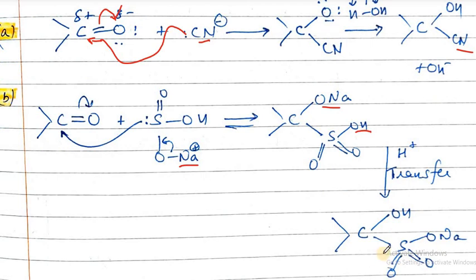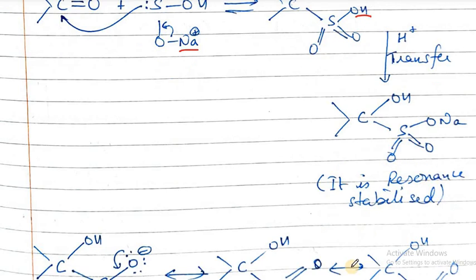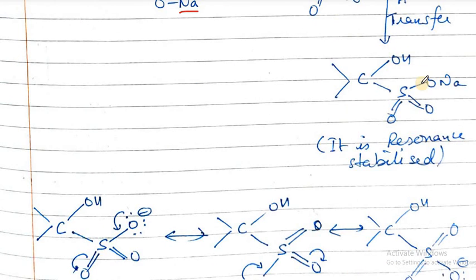this sodium bisulfite adduct. So when sodium bisulfite is reacted with aldehydes and ketones, the sodium bisulfite is added across the double bond as ONa and SO3H, and then the proton transfer takes place. Na is replaced with hydrogen and Na goes to the sulfonate, so it is OH and SO3Na, and this product formed is resonance stabilized.